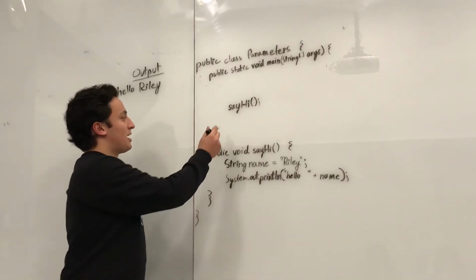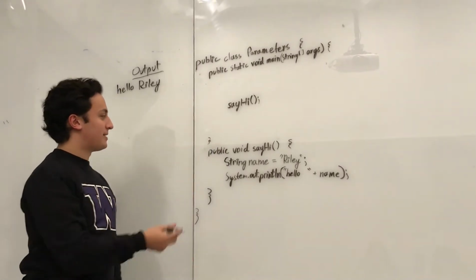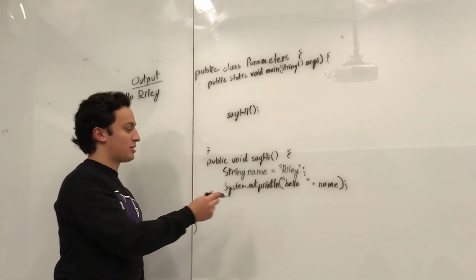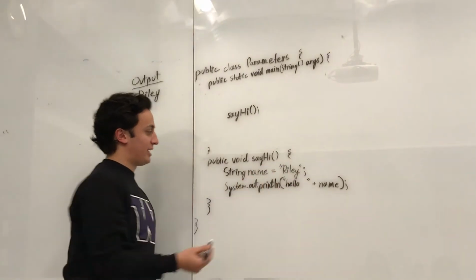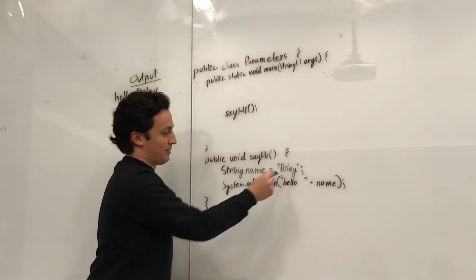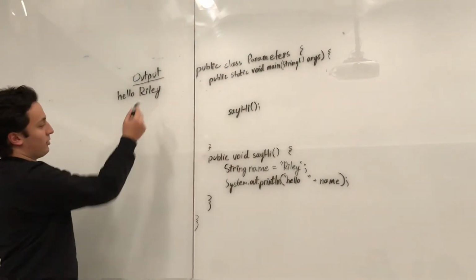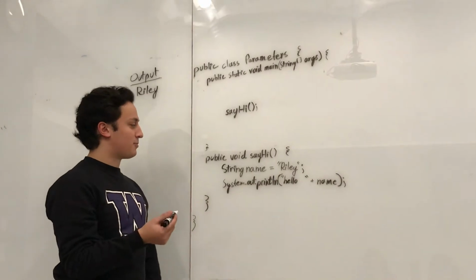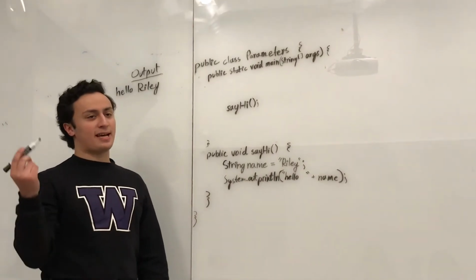So in our main, we have a method called sayHi, and sayHi is a pretty simple method. It's going to make a new variable of type string, and it's going to assign it the value of Riley. It's then going to just say hello to name, which is the name of the variable. So it's going to output hello, Riley. So this is a pretty good program. It's a pretty good method. It's pretty concise. But what if I wanted to say hi to someone else?